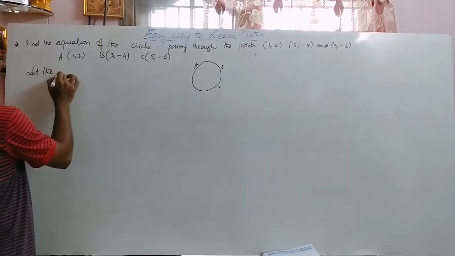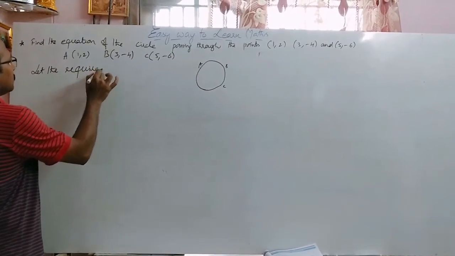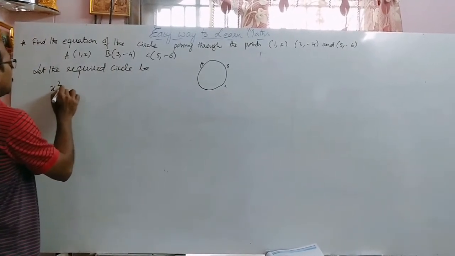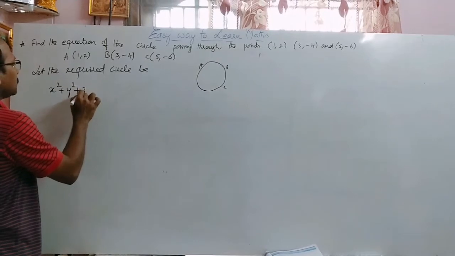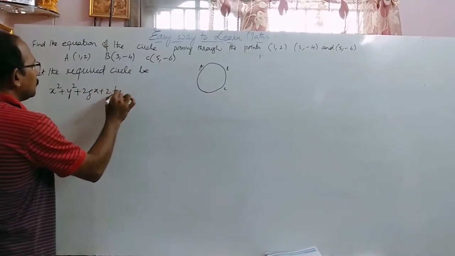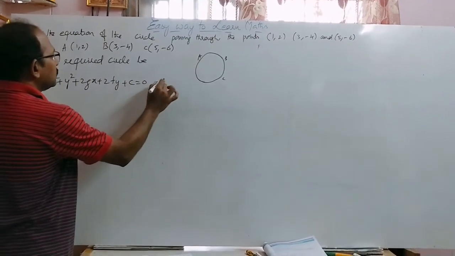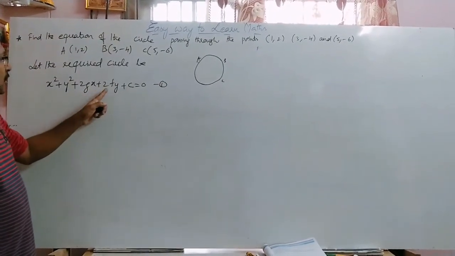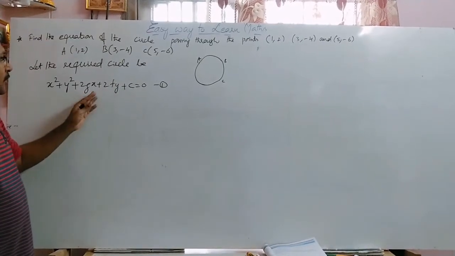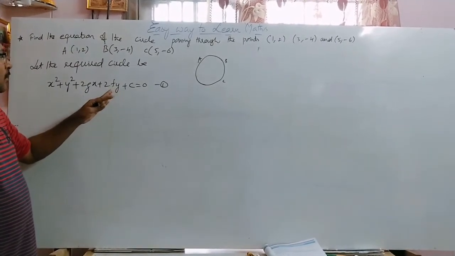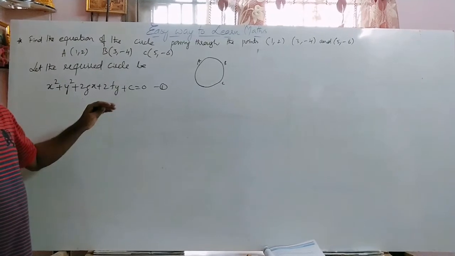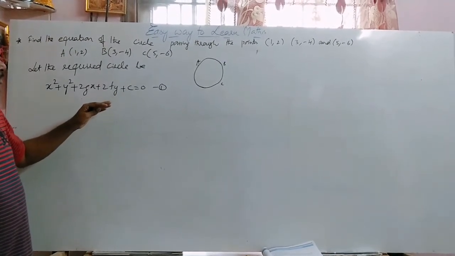Let the required circle be x square plus y square plus 2gx plus 2fy plus c is equal to 0. Now our target is to find the values of g, f and c. These are the 3 unknowns. We have already learned whenever there are 3 unknowns, there must be 3 equations involving those 3 unknowns. Now let us find the 3 equations.